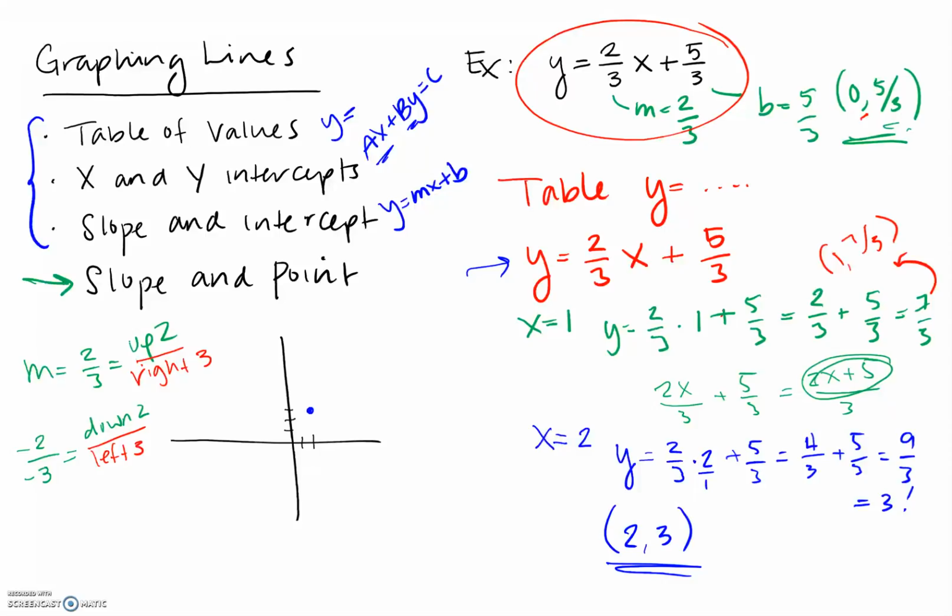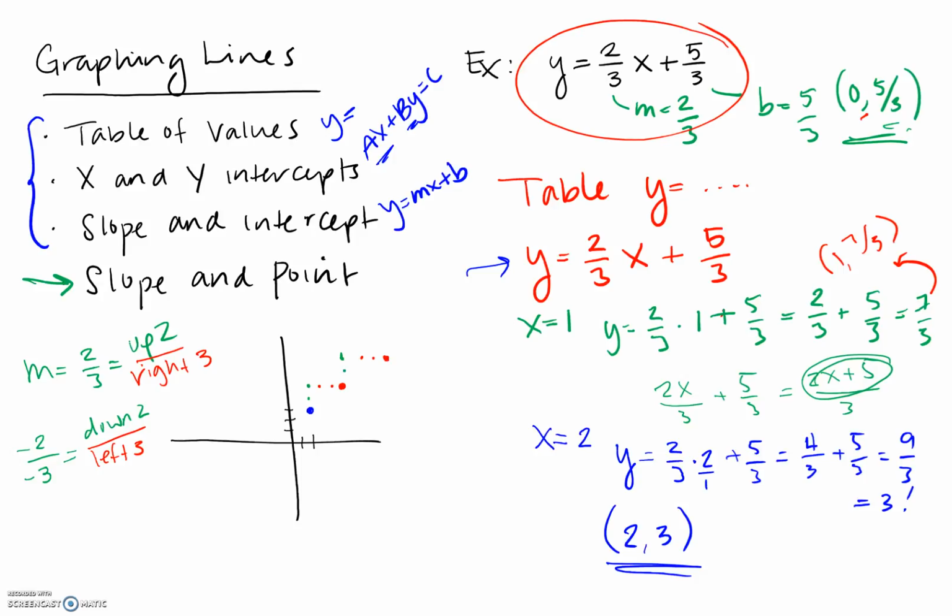So let's do the top one first. So first thing we're going to do is go up 2, 1, and 2, right? So there's our up 2. And then we're going to go right 3. 1, 2, 3. There's our actual point. We'll keep doing that. Up 2. And then right 3. Ignore that my spacing is getting larger.